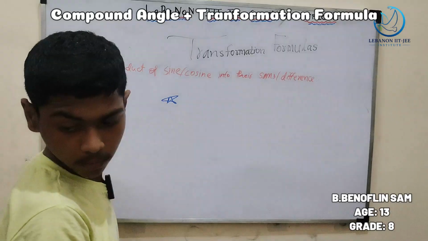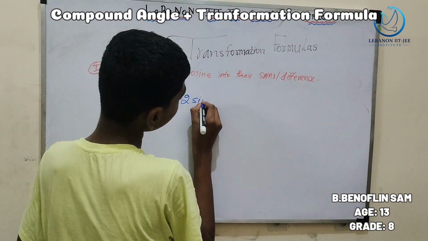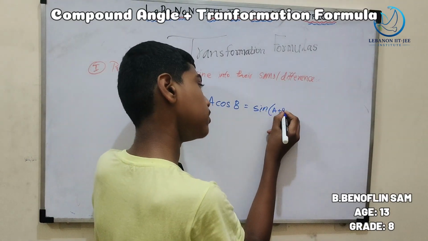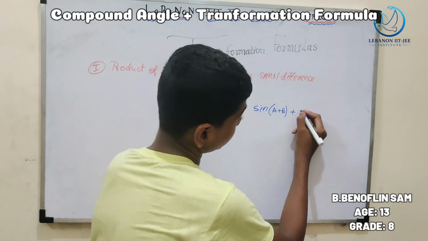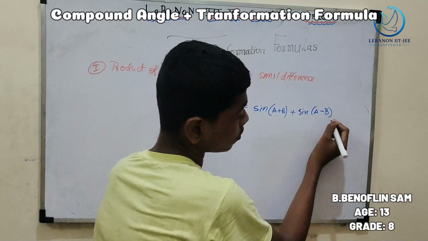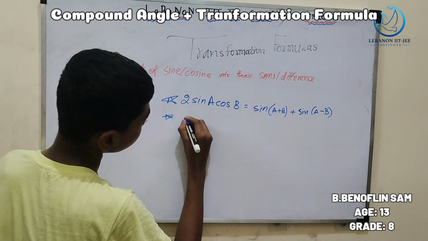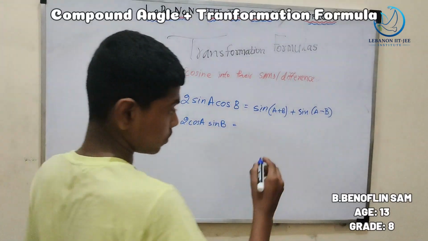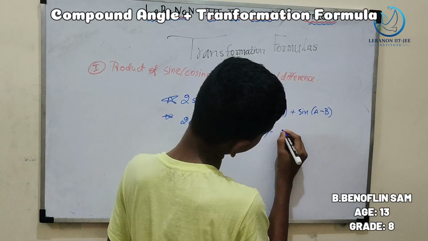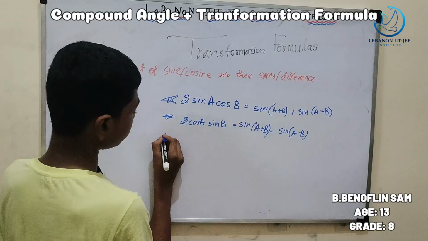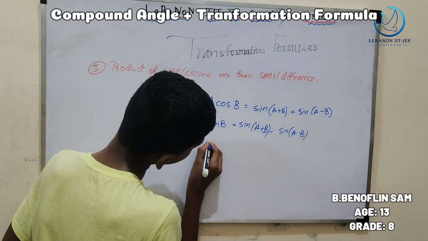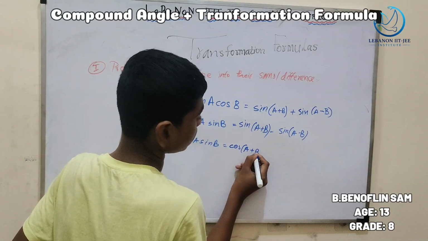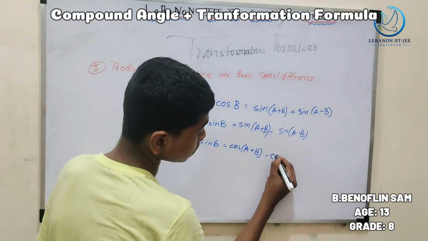Number one, 2 sine A cos B is equal to sine A plus B plus sine A minus B. And 2 cos A sin B is equal to sin A plus B minus sin A minus B. The third one is 2 sin A into sin B, which is equal to cos A plus B minus cos A minus B.